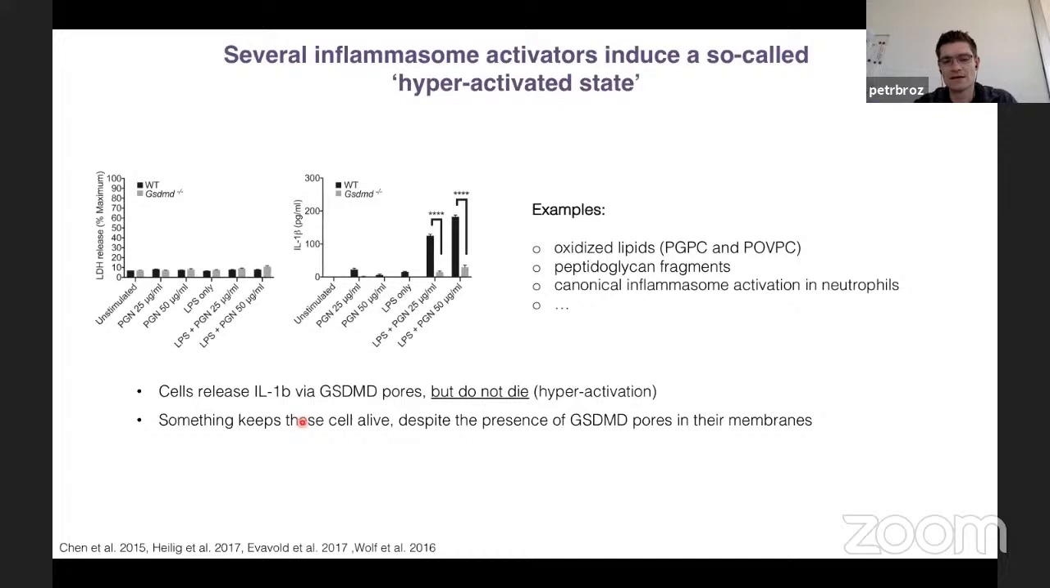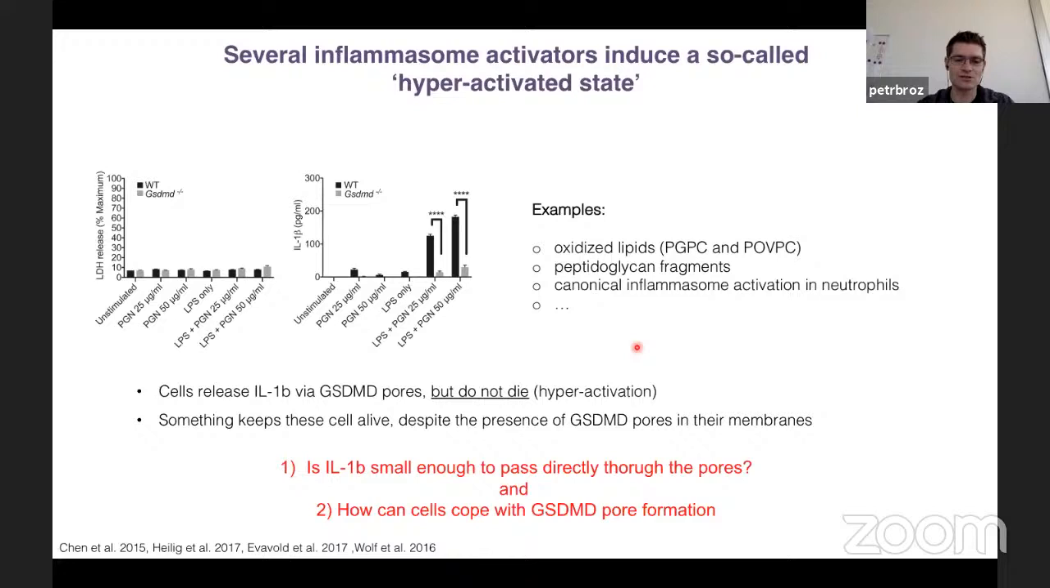So this is not usually seen with most inflammasome activators. This really requires a sort of low level, below threshold inflammasome activation so that the cells don't lyse or die and still release IL-1. So of course this raises many questions. Actually, the first one maybe is, is IL-1 even small enough to pass directly through the pores? And how do the cells actually cope with gasdermin D pore formation?